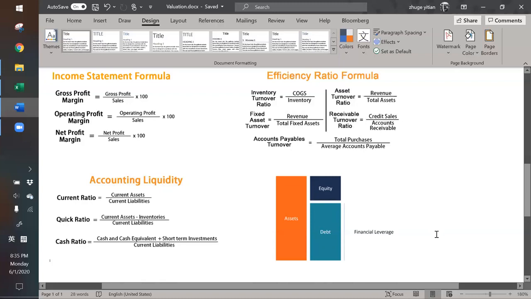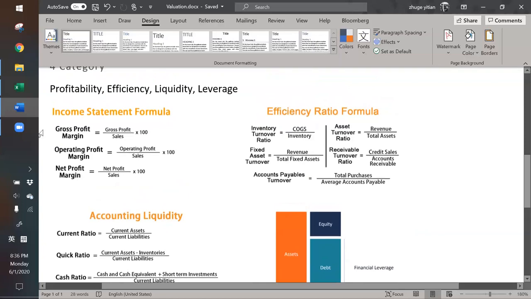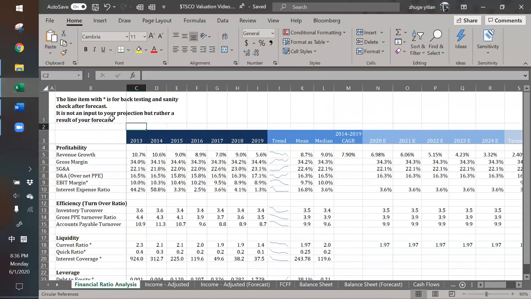So liquidity and leverage are very important ratios for you to understand a company's health condition and financial strength. It's important when you're doing credit analysis or default analysis. Next, I'm going to use TSCO, Tractor Supply, as an example.